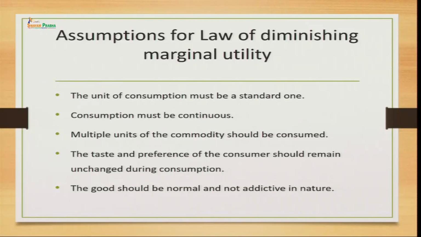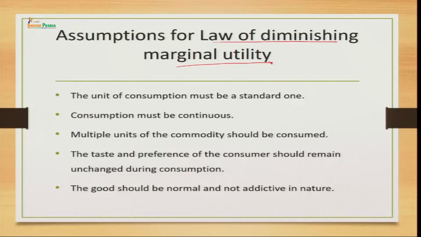So, further continuing our discussion of the law of diminishing marginal utility, to understand this law, here also we have certain assumptions, like to understand the law of demand, we made the assumption of keeping other factors constant. In the same way, when we are talking about the law of diminishing marginal utility, to understand this law clearly, we have to again make certain assumptions. So, let us look at the very first assumption. The very first assumption says that the unit of consumption must be a standard one.